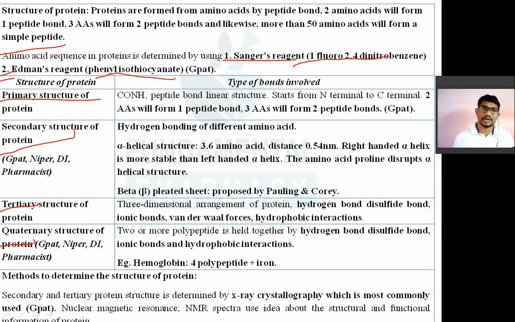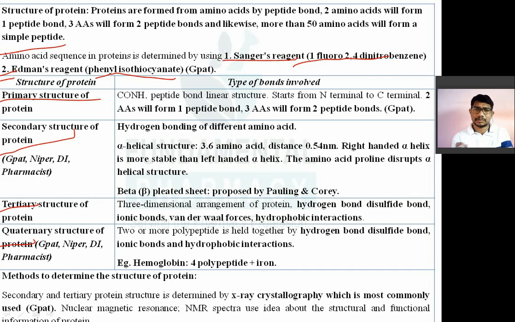Primary structure mein kya kya rahega. Primary structure mein CONH bond, so that is known as a peptide bond. So in the primary structure, amino acid sequence, they are joined together by peptide bond. There will be not any involvement of hydrogen bond or no any metabolic process or no any electrostatic process.